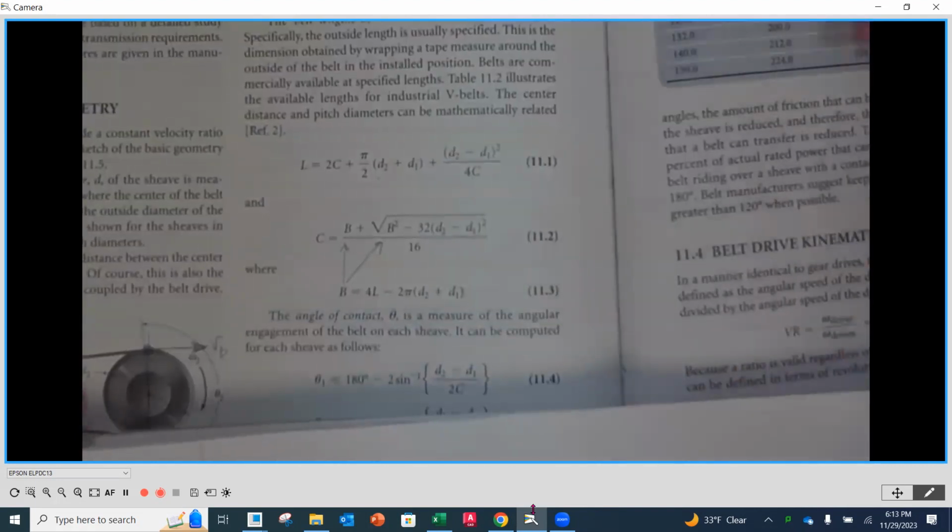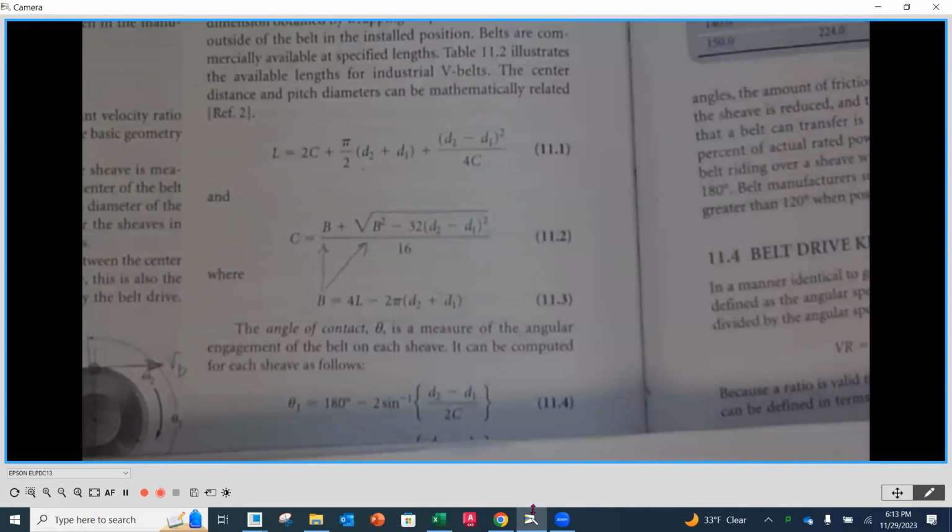Once we have B calculated, we plug it into the actual C, which is the center distance: B plus the square root of B squared minus 32 times (D2 minus D1) squared, all under the radical, and then divide all of that on the top by 16. Those are really all the equations that we need.